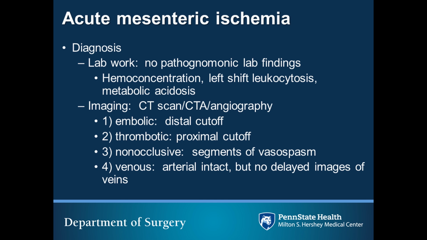Most commonly on these imaging studies, you will see only non-specific findings of bowel compromise. However, there are some specific signs you should be aware of, which include a distal or proximal cutoff for patients with embolic or thrombotic disease. As well as for patients with non-occlusive disease, you can see segments of vasospasm. And for patients with venous thrombosis, the arterial blood flow will be intact. However, there will be no delayed images of the veins on the CTA.